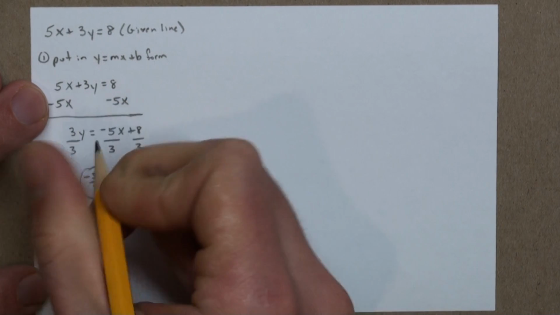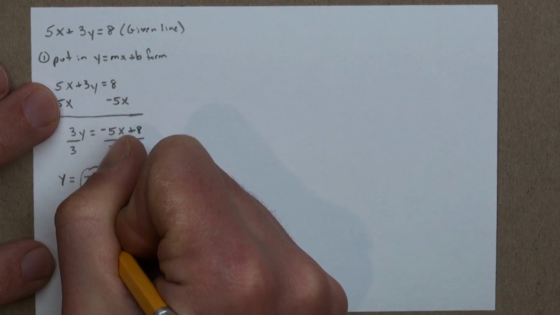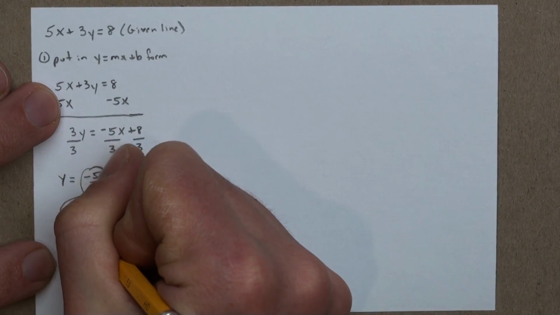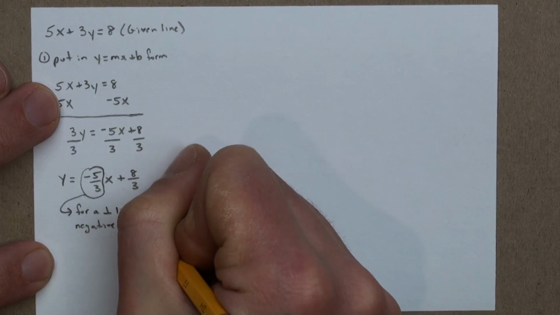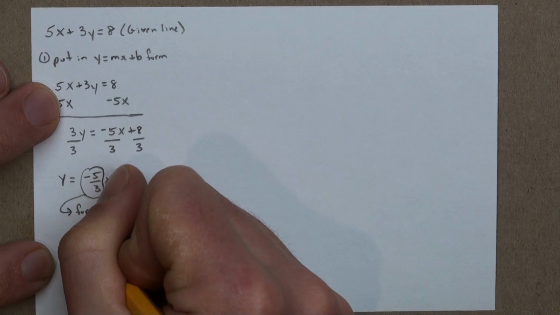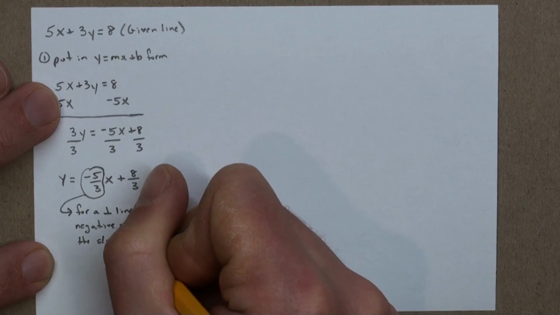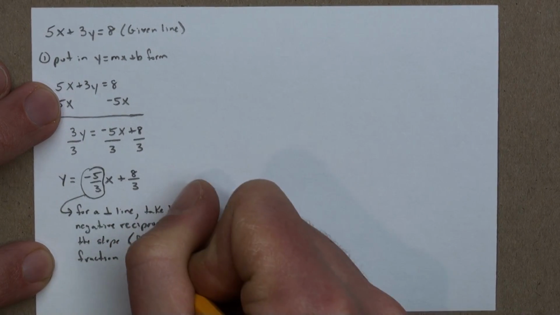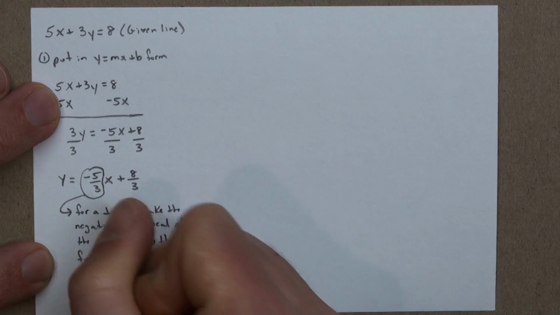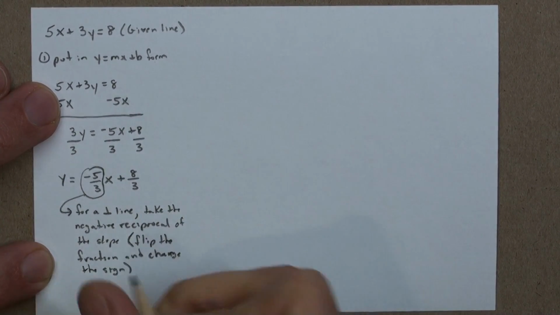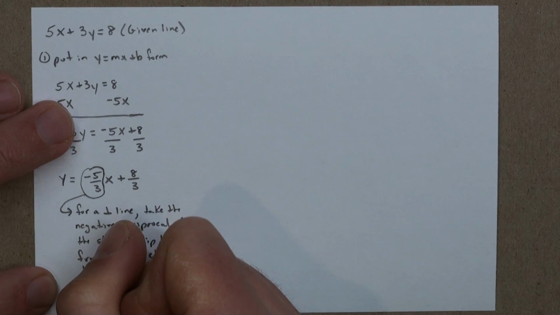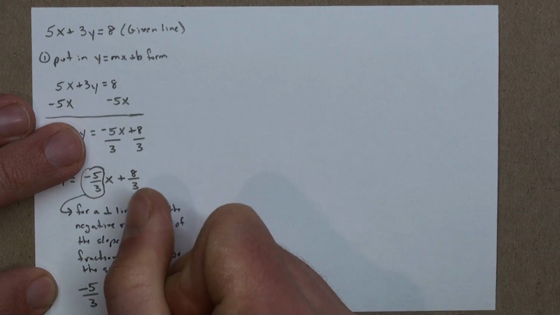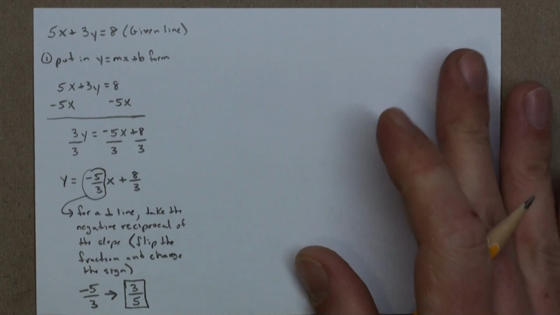Now I'm going to circle my slope. For a perpendicular line, take the negative reciprocal of the slope, which means flip the fraction and change the sign. So negative 5 thirds becomes 3/5.